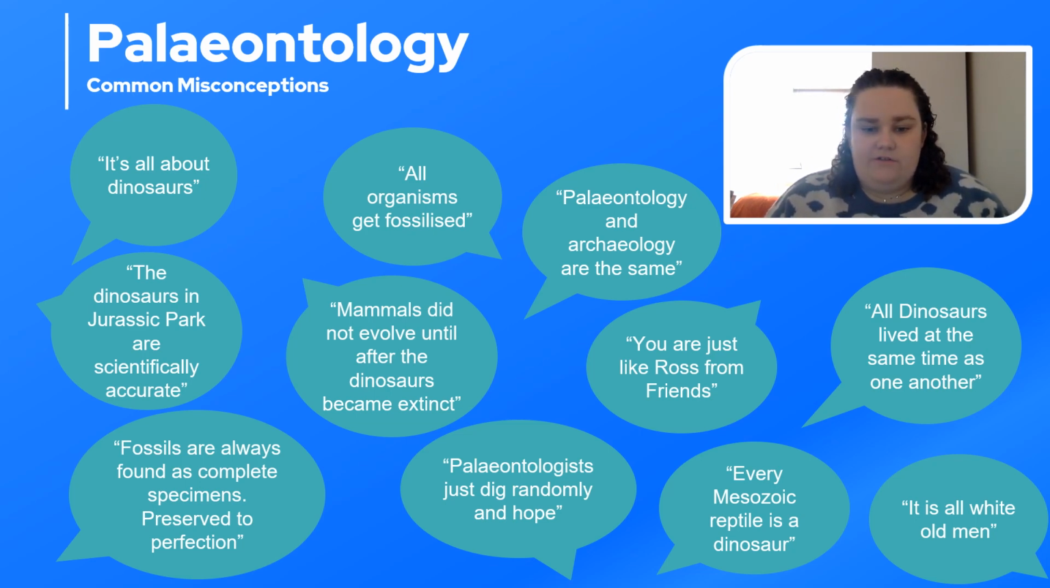Mammals didn't evolve until after the dinosaurs became extinct. This isn't true. Mammals were around at the same time as the dinosaurs. However, they were much smaller than what we expect today. Just little shrew-like animals, as well as getting up to the size of a cat.